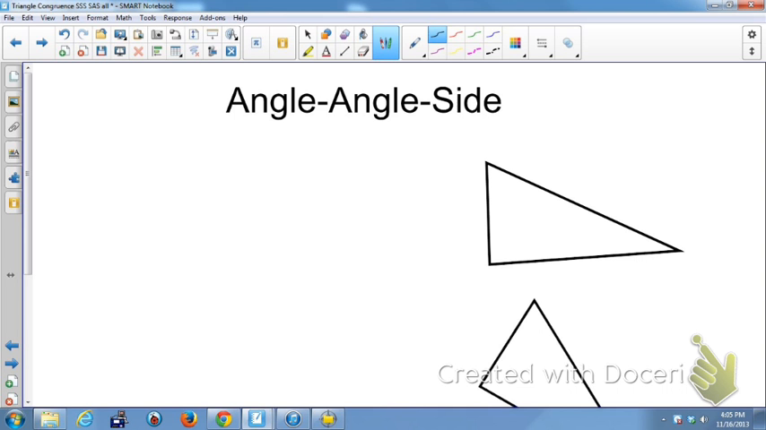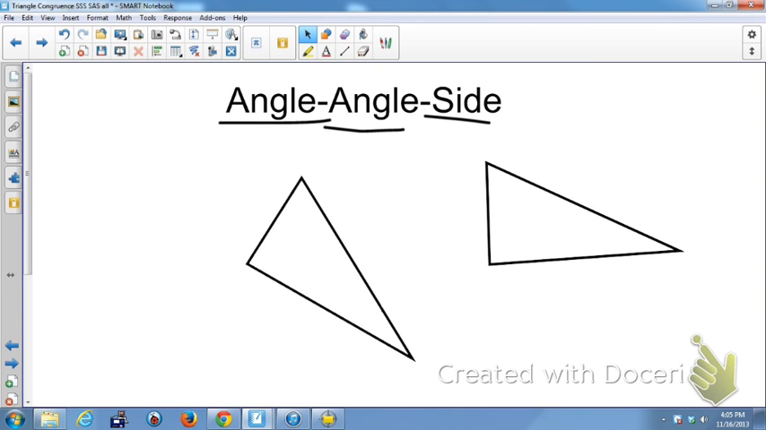The next one that we are doing is angle, angle, side. So in this case, we have an angle, then we have an angle, and then we have a side. So you need to make sure that they are in the correct order. Alright, so we need those angle, angle, and then a side. It can't be just any order that you want them to be.